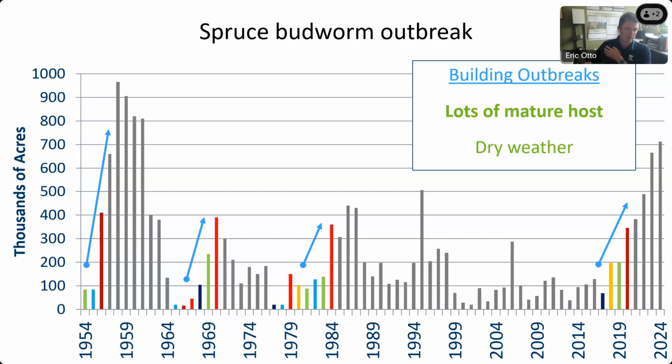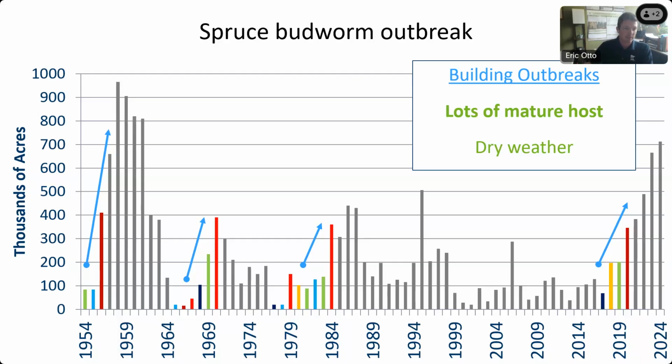So the maroon bar means it was 3 inches below normal of precipitation for the year. The red is 2 inches below normal. That orange is 1 inch below normal. Green is about normal precipitation for that year. The blue is 1 inch above normal, and then dark blue 3 inches above normal.